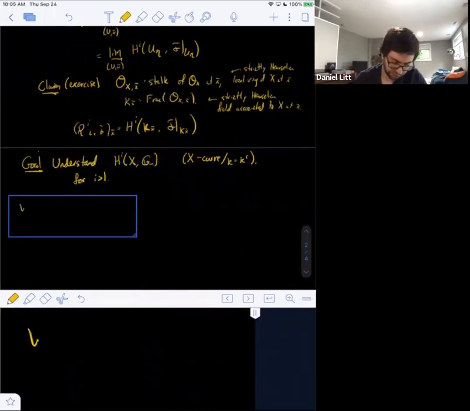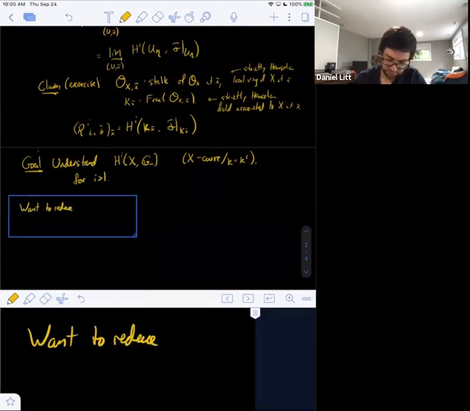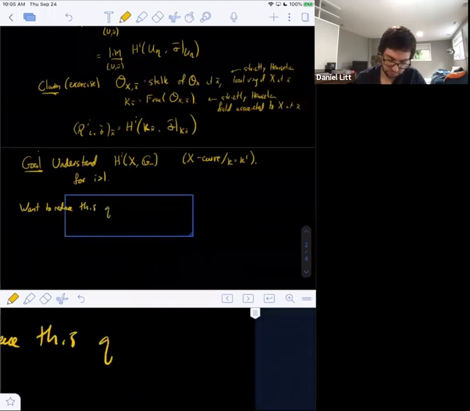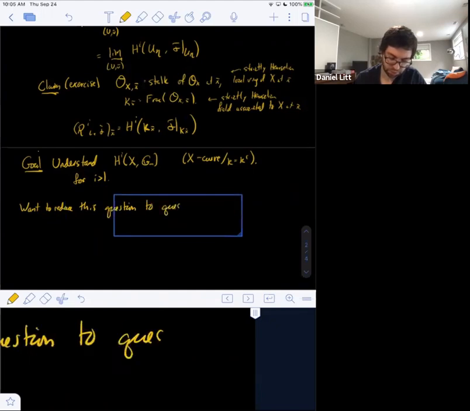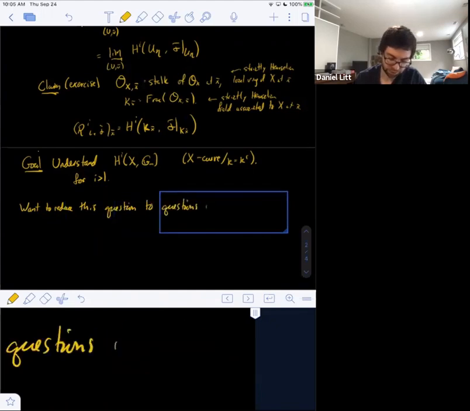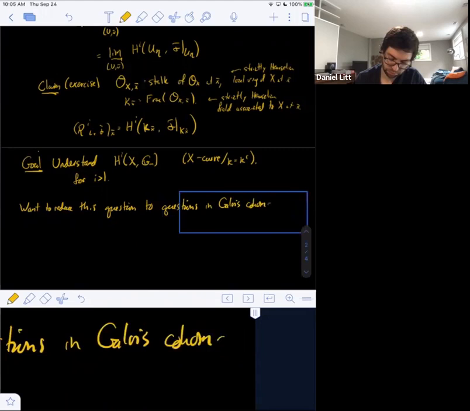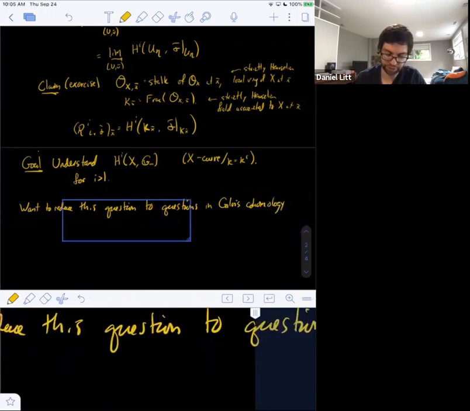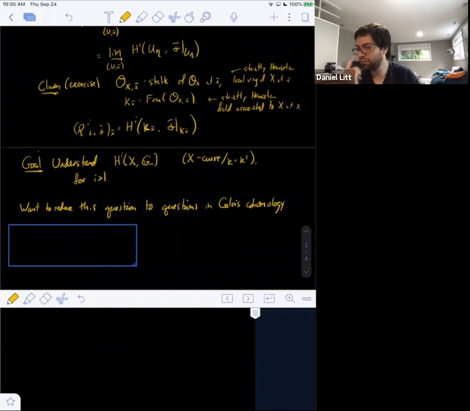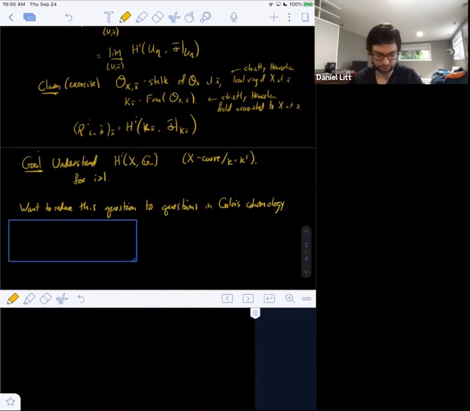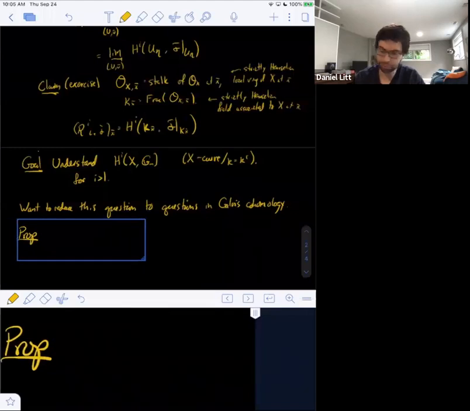So now what we want to do is reduce this question to questions in Galois cohomology, which we'll then try to answer. So how will we do that? Well, how are we going to relate the cohomology of G_m to the cohomology of G_m on some fields? So here's the relevant proposition.